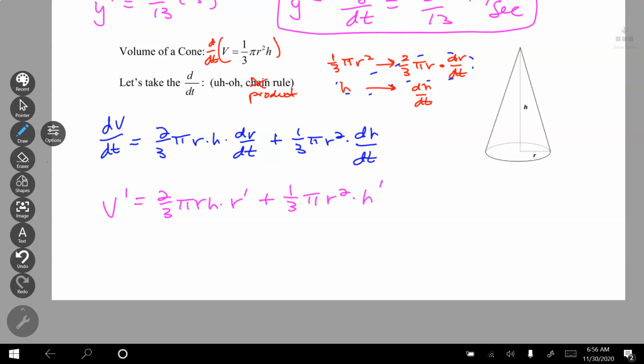And I was like, wow, no matter what you do, there's a lot going on here. You have r, you have h, and you have r prime, and you have h prime. That's a lot to keep track of. There's just too many things.